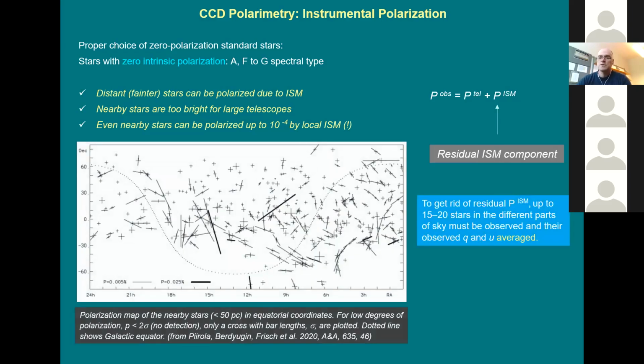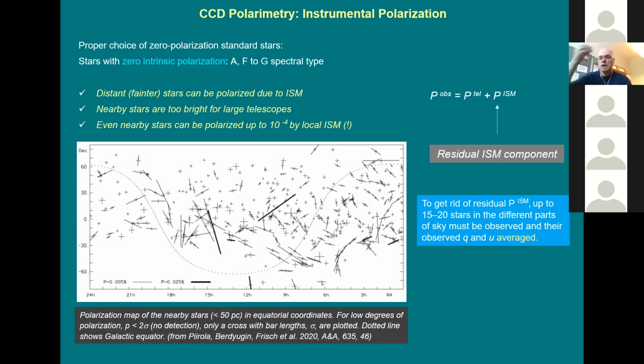Recently we published a paper with measurements of polarization of 360 nearby stars. The picture shows one of the figures taken from this paper. It shows a distribution of magnitude and direction of polarization over the sky for stars at a distance less than 50 parsecs. As one can see, local interstellar polarization tends to have a different direction in different parts of the sky.